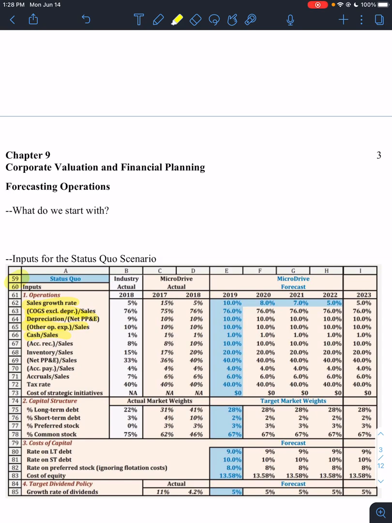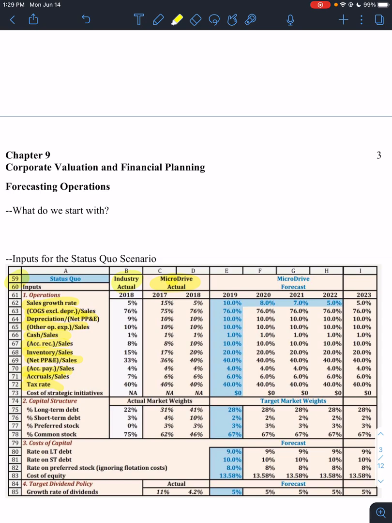The amount of cash on hand as a percent of sales, accounts receivable, inventory, net PPE, accounts payable, accruals, and then the tax rate, just tax rate. All right. What they did in column B is they quoted the actual industry data for 2018 for all those different categories. So let's at least compare ourselves to the industry to see how on or off we are. And then they went back to their own historical financial statements in columns C and D for 2007 and 2018, and they looked at their actual numbers for those different categories, right?